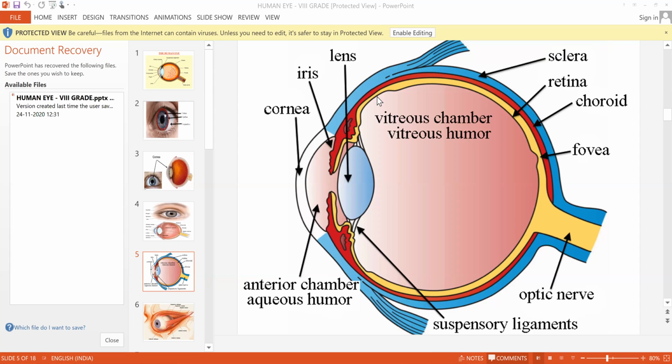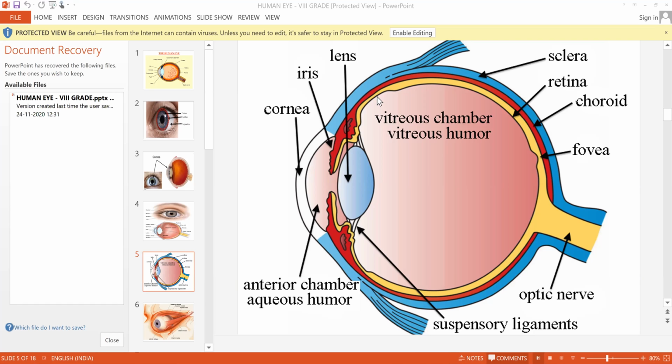The second important point is that it is pigmented. Pigmented means it has a lot of pigments and it looks dark in color. As it looks dark, the retina also seems to be dark because it is just an outer covering of the retina. So as it is dark in color, it prevents multiple reflections, or reflection of light, inside the eyeball, because reflections are not required.